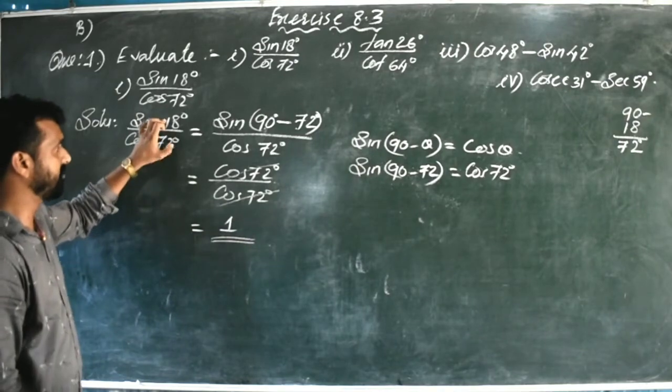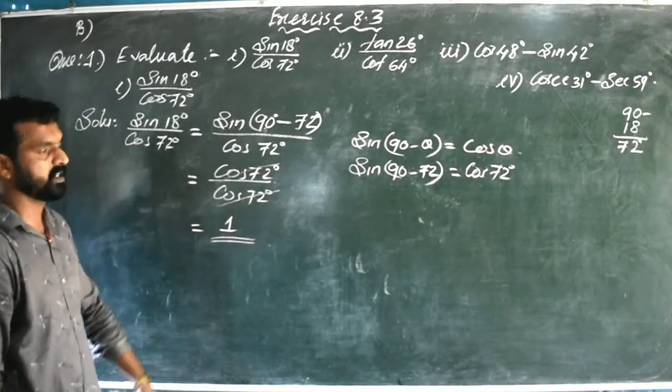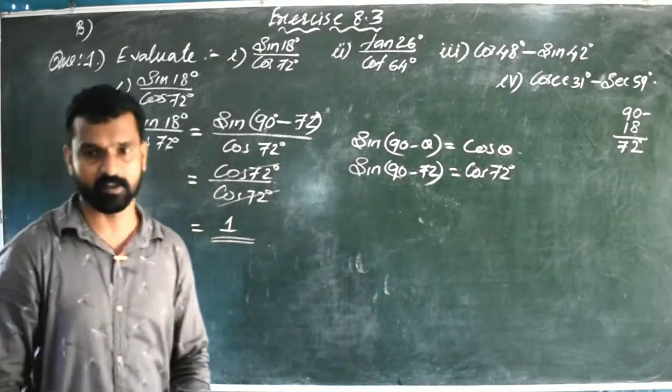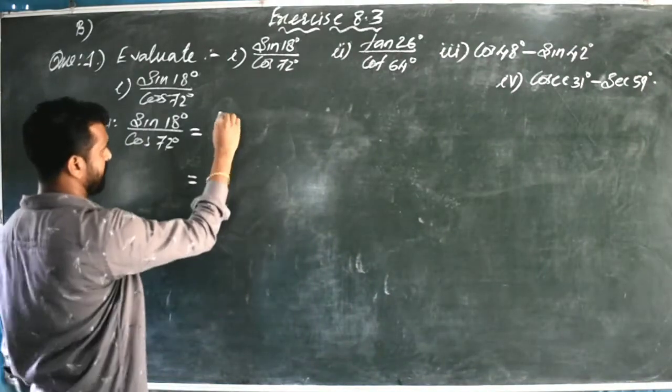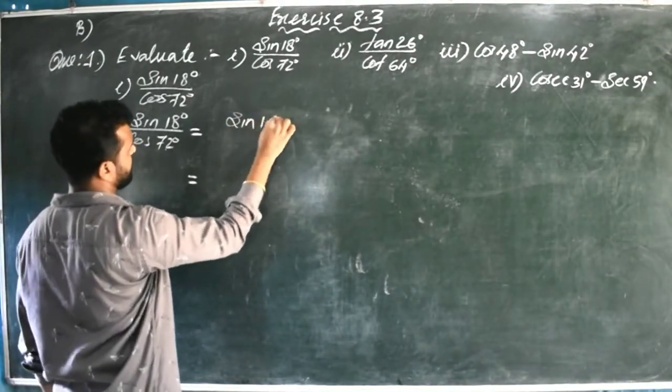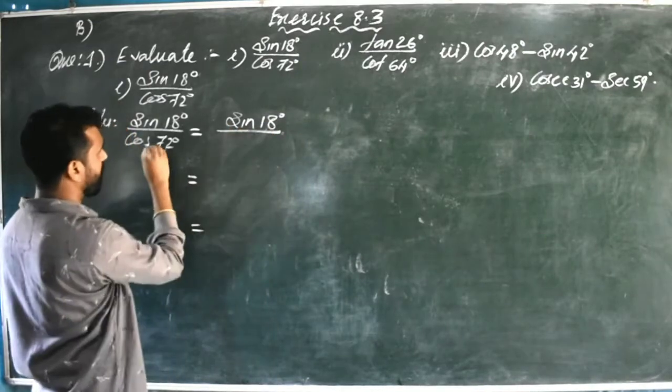In this same question, the denominator can also be changed. I have changed only the numerator here; the denominator I wrote as it is. If we change the denominator, then the numerator I will write the same, that is sine 18 degree divided by cos 72 degree.